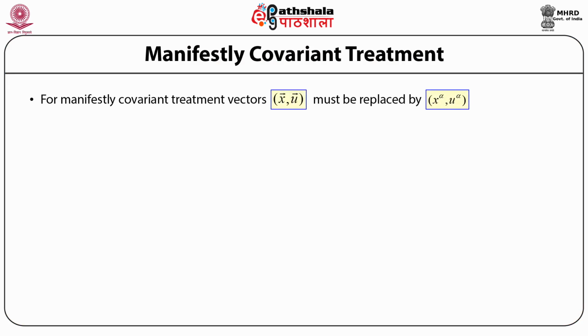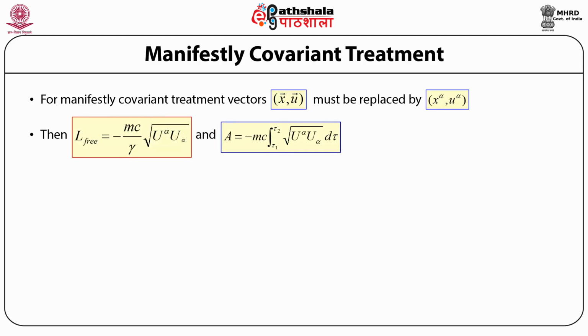To give a manifestly covariant description of the Lagrangian and Hamiltonian formalism, the customary variables x and u must be replaced by their four-vector counterparts: x^α equals (ct, x), and u^α equals (gamma c, gamma u). The free particle Lagrangian can now be written in terms of u^α as L_free equals minus mc over gamma times the square root of u^α u_α. Then the action integral A equals minus mc times the integral from tau 1 to tau 2 of the square root of u^α u_α d tau.